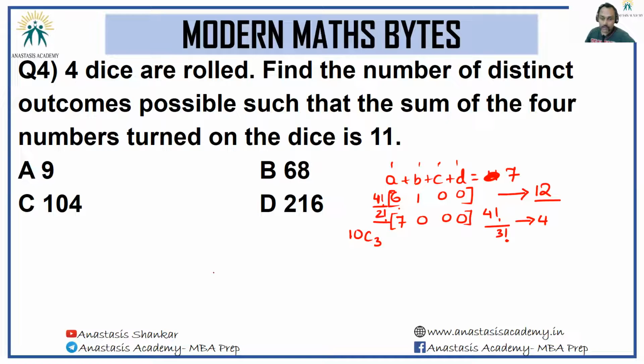So the actual count will turn out to be 10C3 minus 16 as the final answer. 10C3 is 10 into 9 into 8 by 6. Cancel, 120. 120 minus 16 will be equal to 104. So the answer is option C.